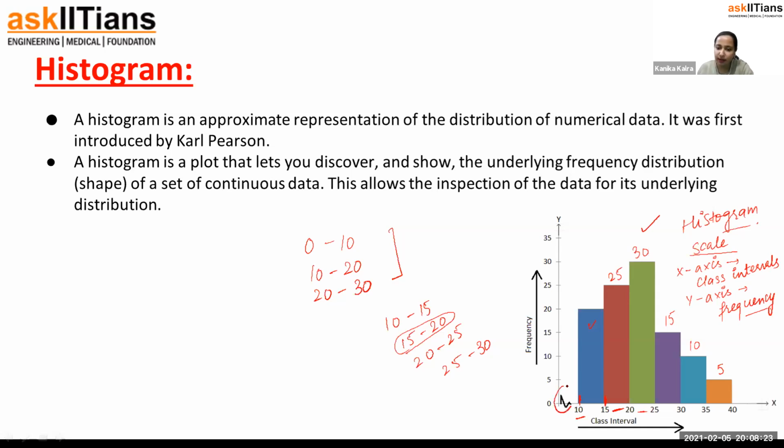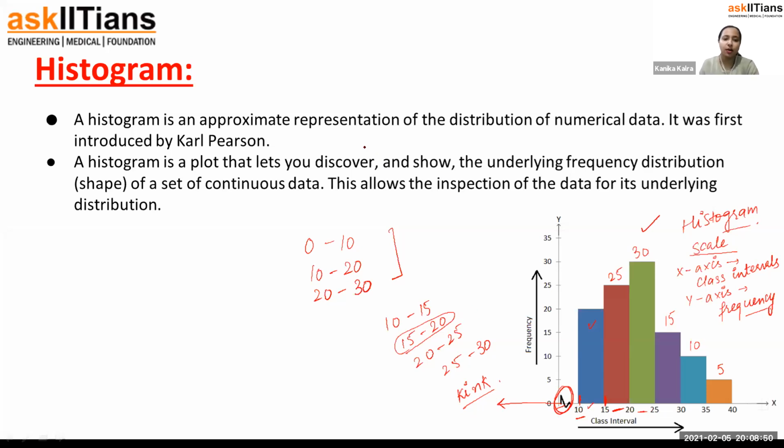Now let's understand what this kink means. This symbol is known as the kink symbol. Now why do we use this? Because you are not using the values directly from 0, you are starting from 10. So this kink symbol represents that you are skipping a few values in the graph and starting from the values or the class intervals which are other than 0.